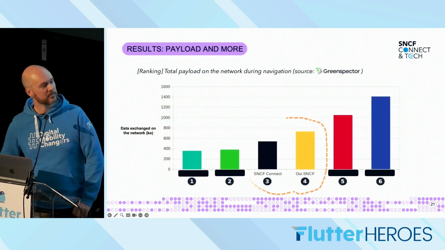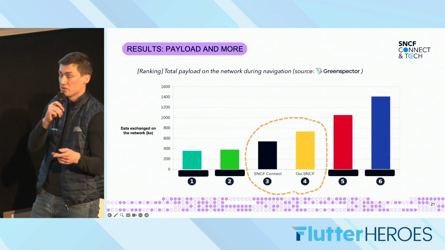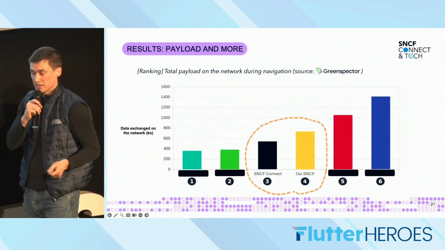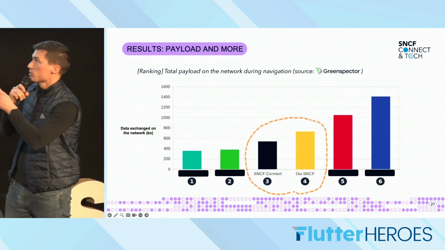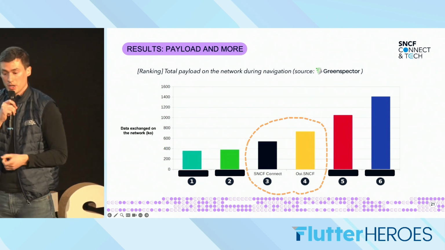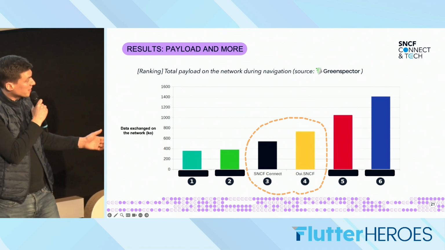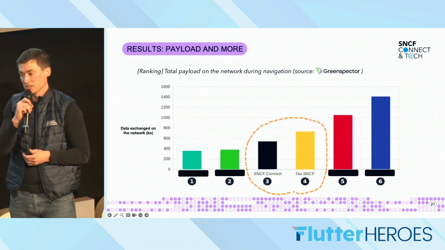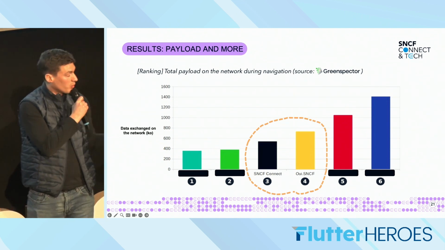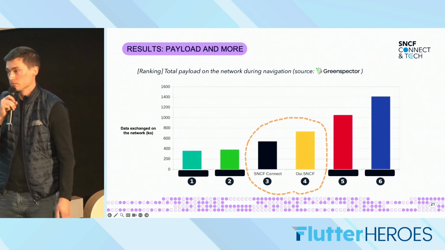Yes. Now let's have a look at some results. Using GreenSpector, we could measure the benefit of this architecture. And we can see that we have less data exchange with payload on the networks compared to our previous app in yellow and the new app, which is SNCF Connect, in black. And as Alexis said, why is the payload less big? Because the BFF pattern gives only what it needs to your apps. So it's already prepared for your presentation.